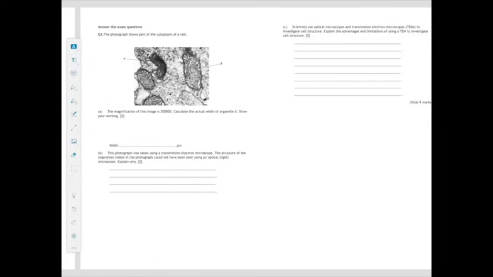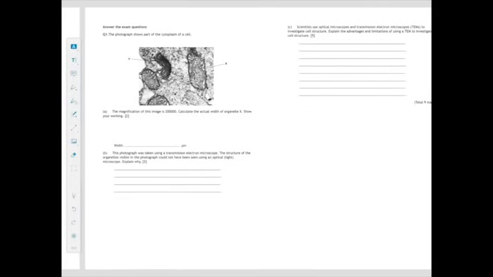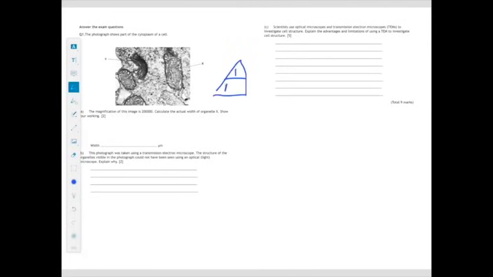The photograph shows part of the cytoplasm of a cell. The magnification of this image is 200,000. Calculate the actual width of the organelle X. Show your working. So as always, using our triangle I am, we're looking for the actual length, so that's going to be image size over magnification. So let's substitute in the magnification first of all, because that's nice and straightforward.